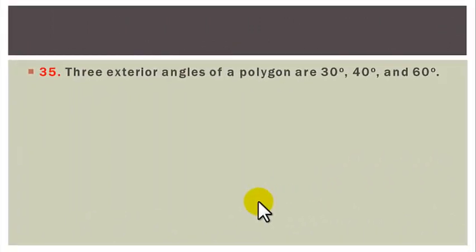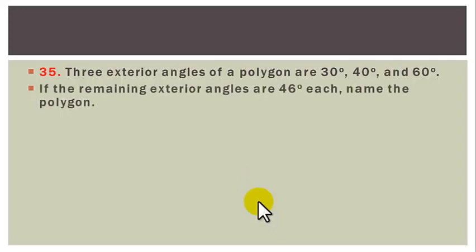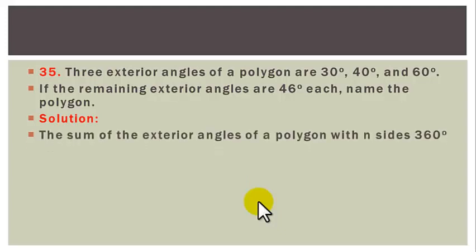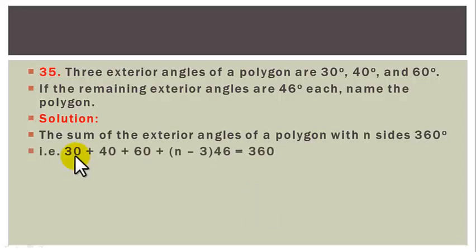Question number 35. 3 exterior angles of a polygon are 30 degrees, 40 degrees, and 60 degrees. If the remaining exterior angles are 46 degrees each, name the polygon. Solution. We know that the sum of the exterior angles of any polygon with n sides is 360 degrees. So, the sum of the first 3 angles is 30 plus 40 plus 60.